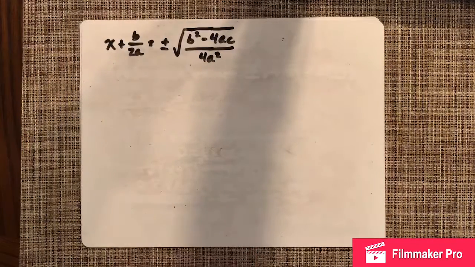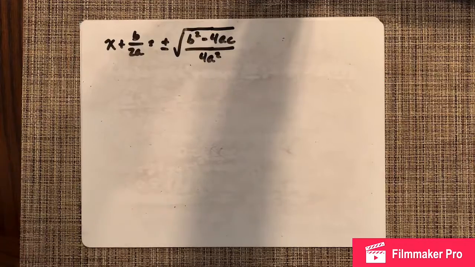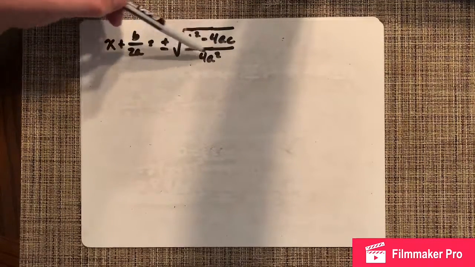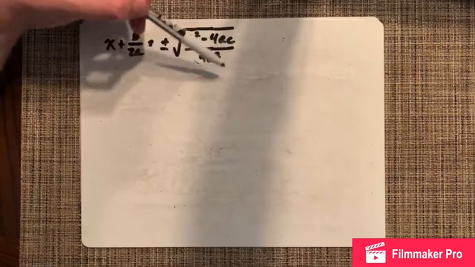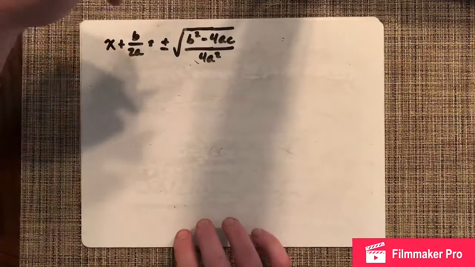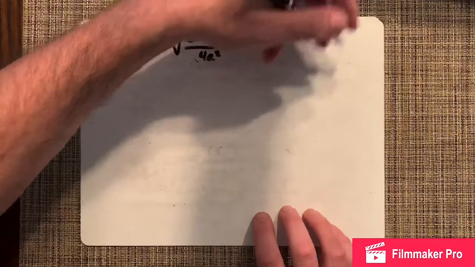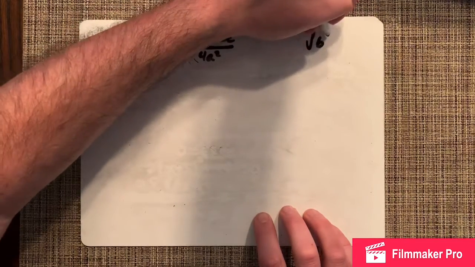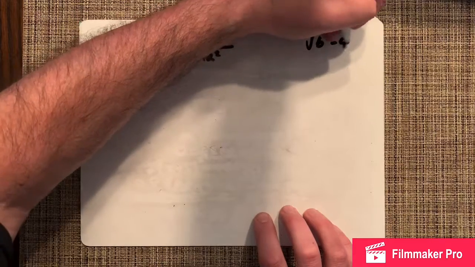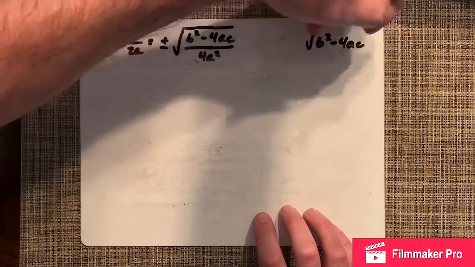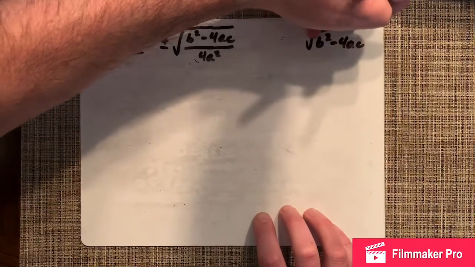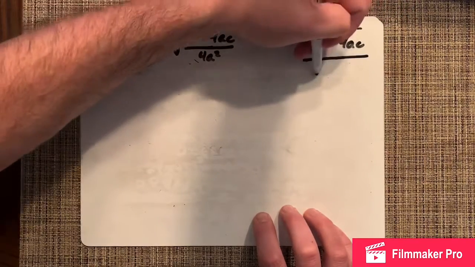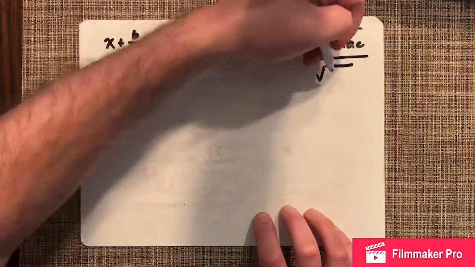Okay. If you remember from your rules of square roots, you can take this fraction and split it up into the square root of this guy over the square root of that guy. It's perfectly fine to do that. So I'll do that over here in my scratch work. So I'm going to split it up into the square root of b squared minus 4ac, okay, so that's just going to be a square root all by itself, divided by the square root of 4a squared.